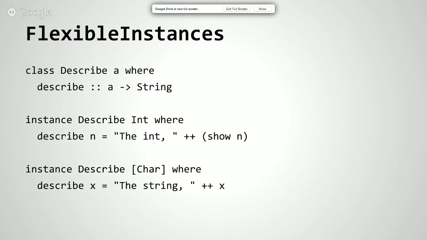Flexible instances. Back to earth. This is a common one. You'll see it a lot. We have a type class called Describe. It's kind of like Show, but gives a little more description. We have an instance Describe Int, and then we have an instance for strings, which are lists of chars.